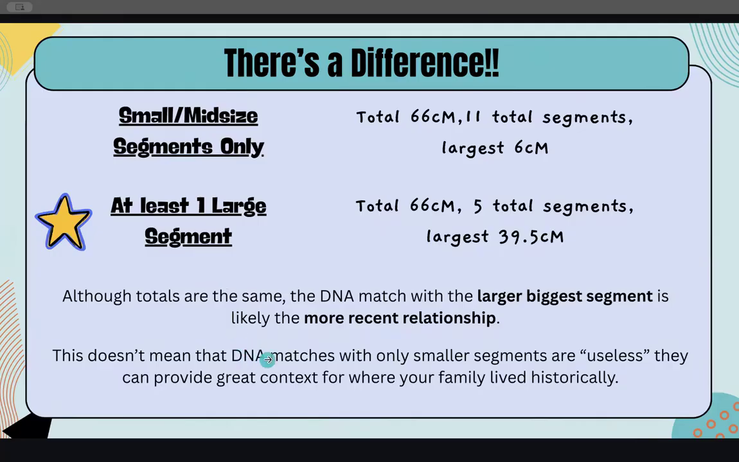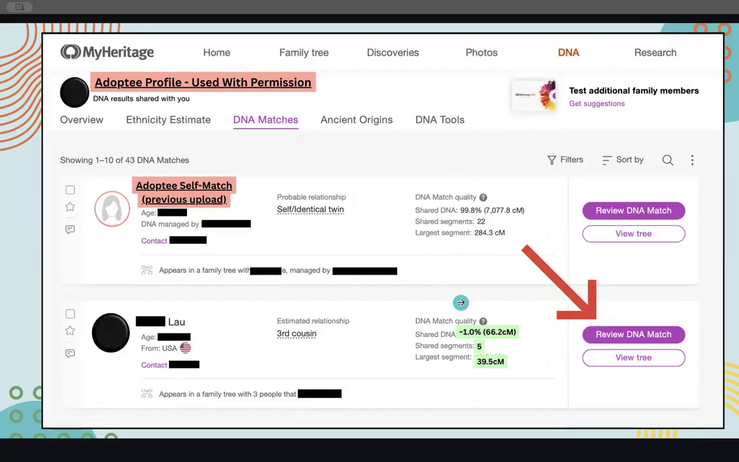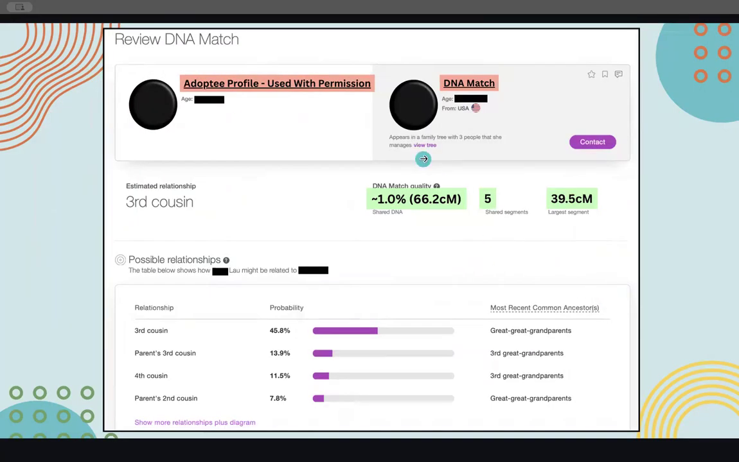Now, this doesn't mean that DNA matches with smaller or mid-sized segment matches are useless. They can provide really helpful context for where your family lived historically. So then going back to the profile, I clicked Review DNA Match. I saw that MyHeritage estimates for them to be about third cousins, which makes approximate sense, but we don't want to put too much into that right now because we don't know how the tree breaks down. A lot of times these generations were huge, like there could be 10 or more people in a sibling set. So we want to look at the actual shared DNA and go from there.